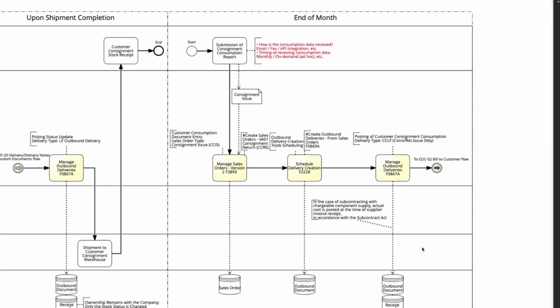In summary, the consignment flow allows products to be stored at the customer site while keeping ownership with the supplier until consumption occurs. The CCFU sales order handles the delivery of stock to the customer, and the CCIS sales order records consumption and triggers billing. The use of the Outbound Delivery app ensures accurate tracking, inventory updates, and logistics visibility throughout the process. This is the end of the O2C-05 Vendor Managed Inventory, VMI.